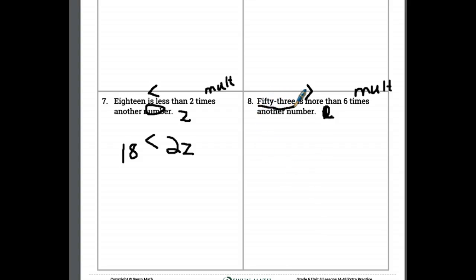Notice they put this in words. I'm going to write 53 is greater than 6 times E. And that's your inequality. Make sure your name is on both papers. You're going to turn both of these in. This is your credit for the lesson today.